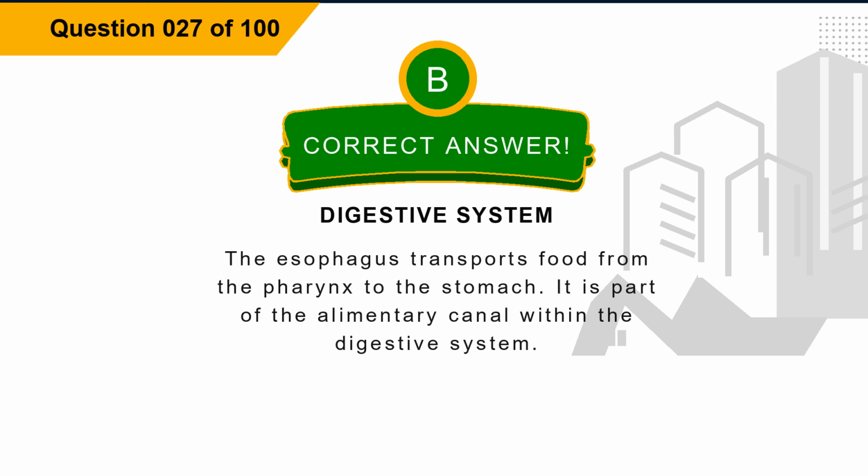Explanation. The esophagus transports food from the pharynx to the stomach. It is part of the alimentary canal within the digestive system.